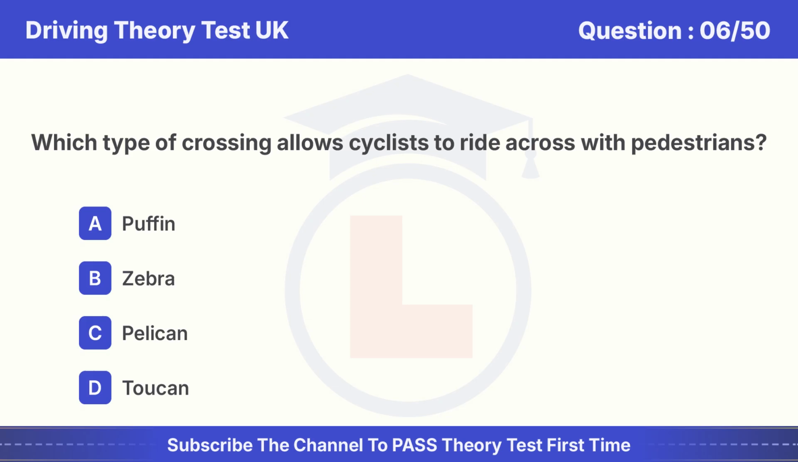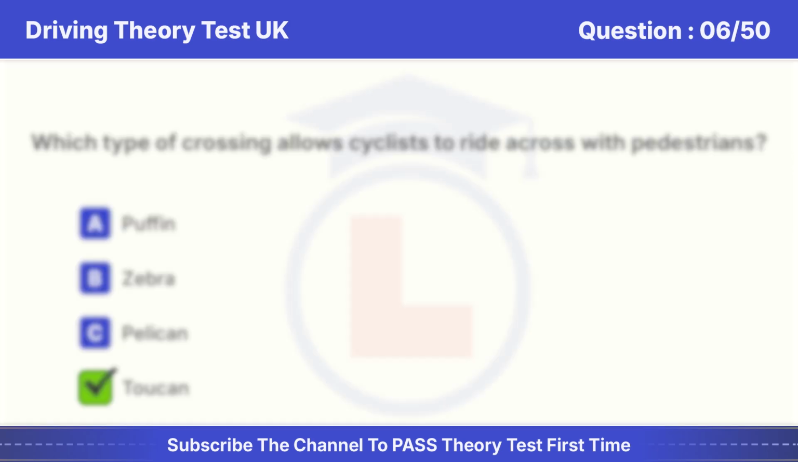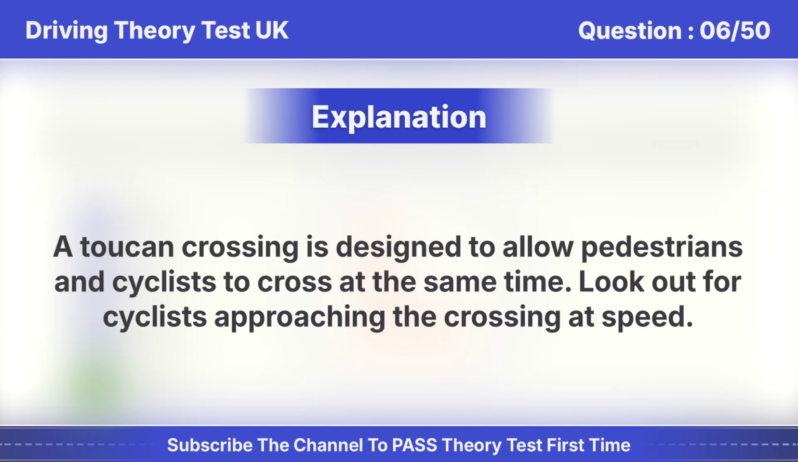Question 6. Which type of crossing allows cyclists to ride across with pedestrians? Answer is D. Toucan. A toucan crossing is designed to allow pedestrians and cyclists to cross at the same time. Look out for cyclists approaching the crossing at speed.